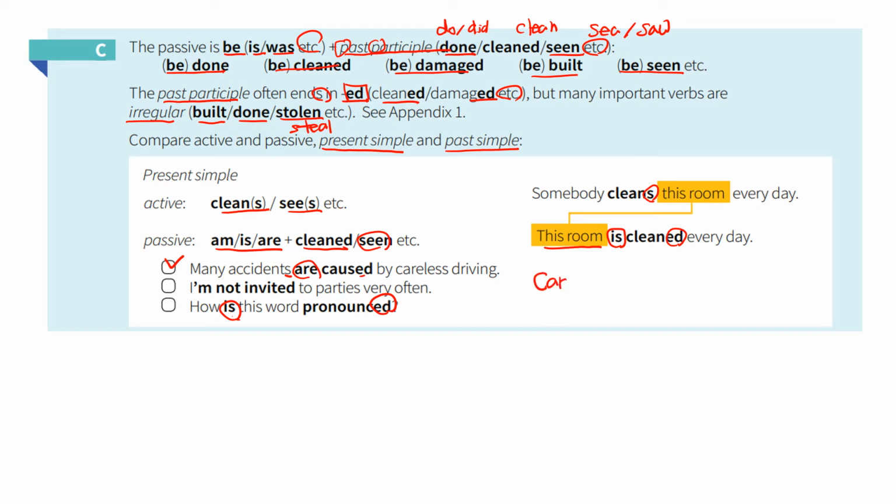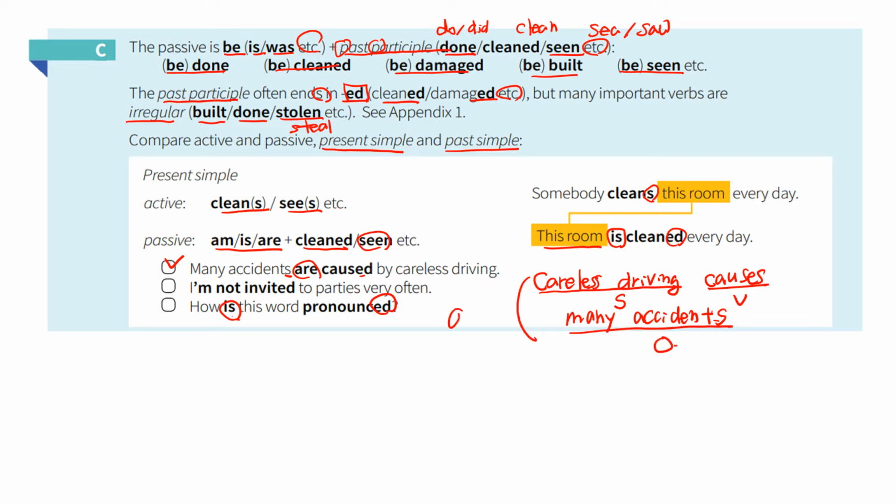Careless driving causes many accidents. So careless driving is the subject. Causes is the verb. Many accidents is an object. So this is called active because we see what the subject does. And then many accidents is an object here.